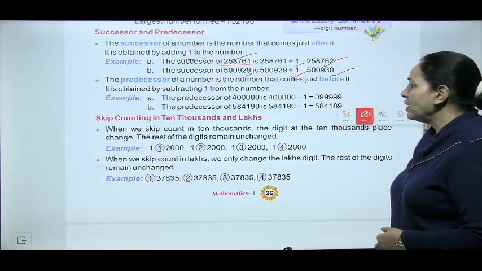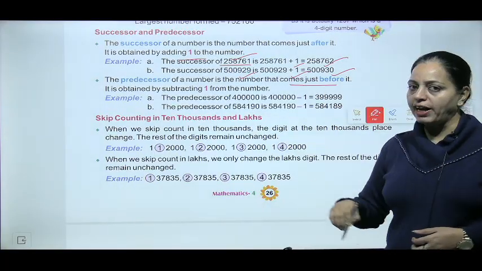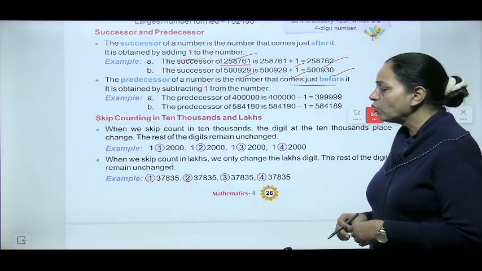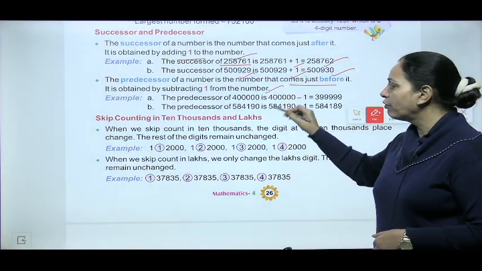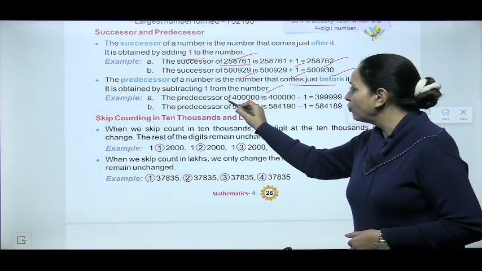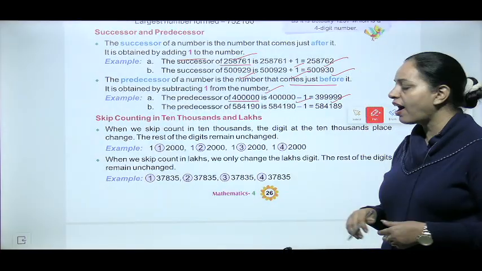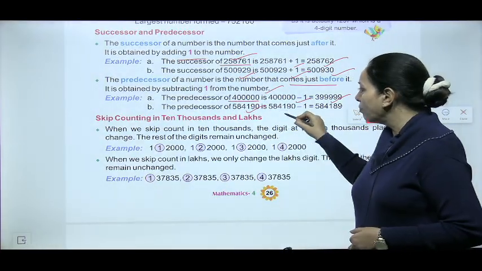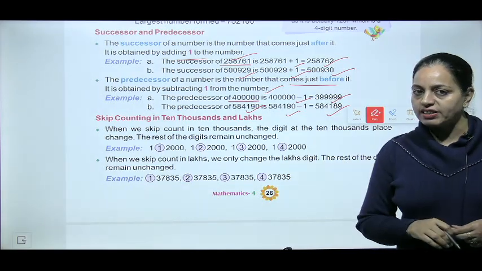And the predecessor means the number that comes just before it. And how can we find it out? It is obtained by subtracting 1 from the number. The predecessor of this number, we will subtract 1, and this is the answer, right?